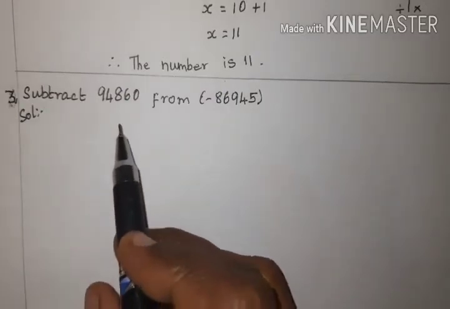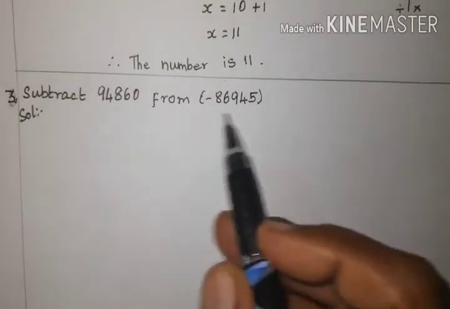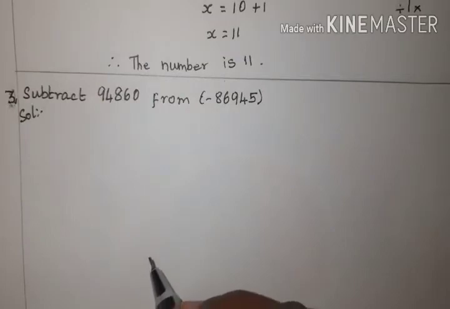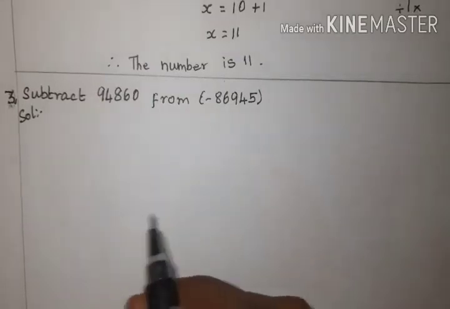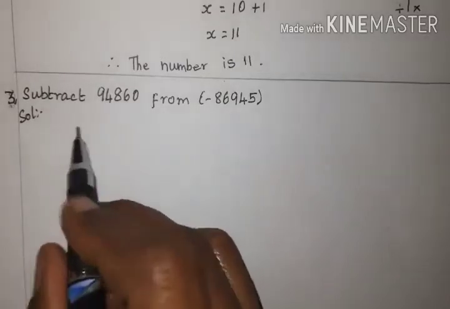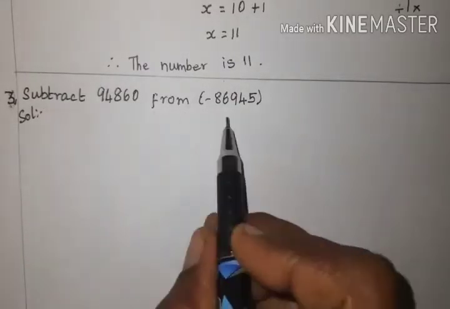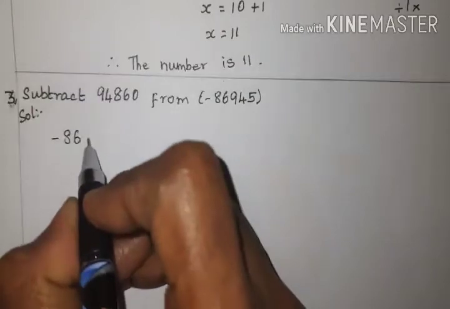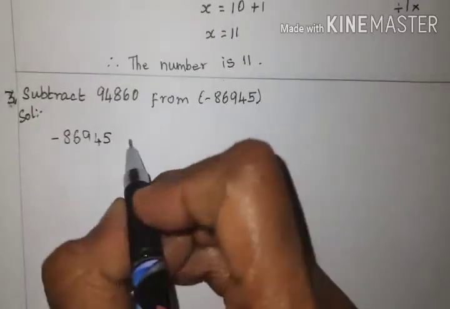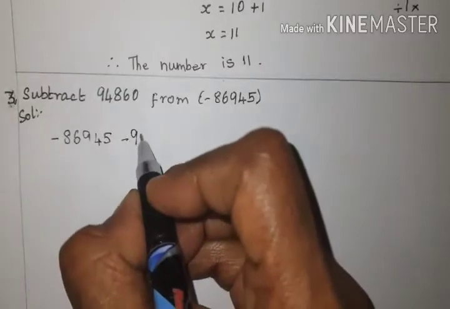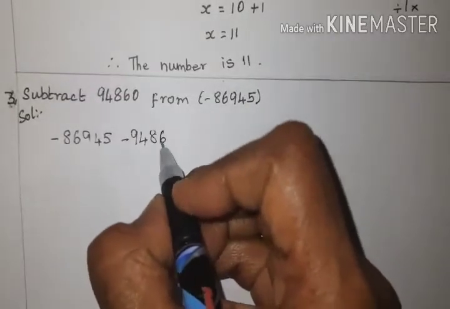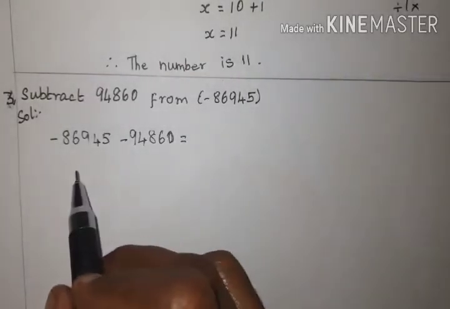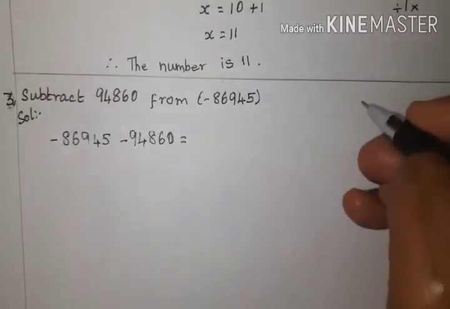Third sum: subtract 94,860 from minus 86,945. From means this number to this number. So, minus 86,945 minus 94,860, same sign. So add the numbers and put the same sign.